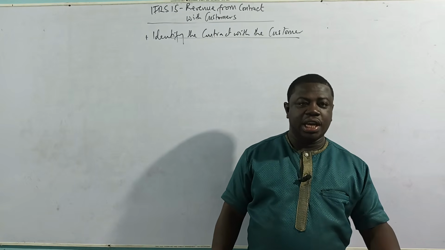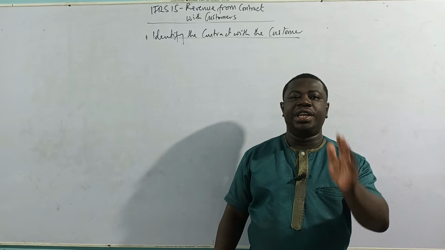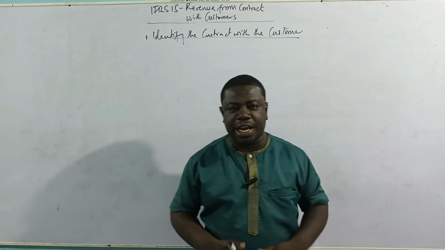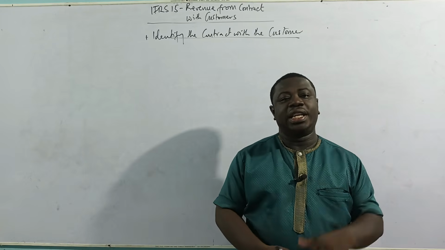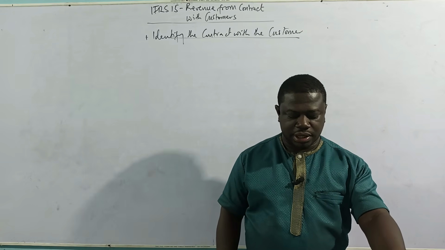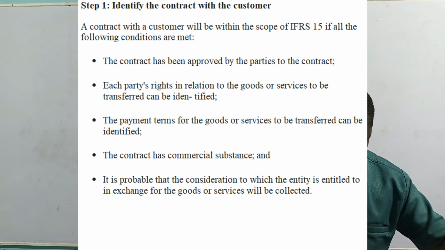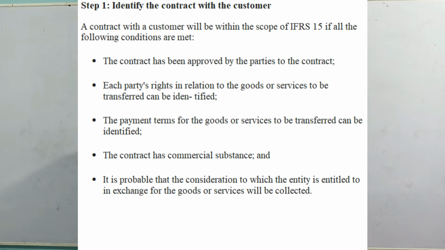Now, I'm going to put it on your screen and we are going to discuss each of the conditions that must be satisfied for an entity to conclude that indeed there is a contract in place with a customer. So look at what we have here. Now, a contract with a customer will be within the scope of IFRS 15 if all the following conditions are met. Now, all of these conditions must be met.